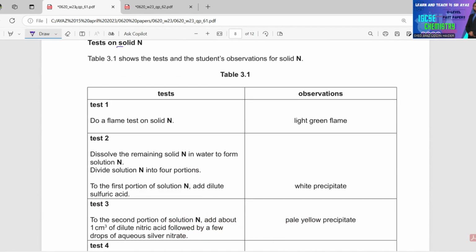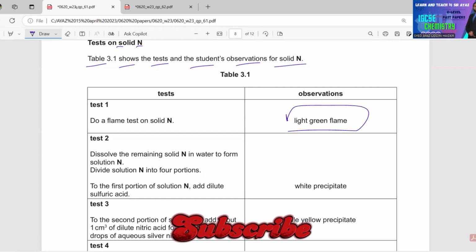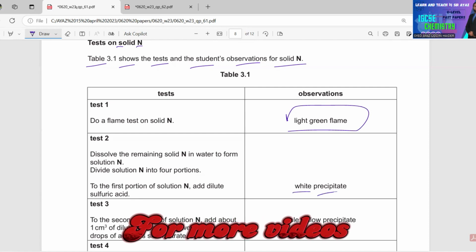Test on solid N. Table 3.1 shows the test and students' observations for solid N. Do a flame test on solid N. Light green flame. Test 2. Dissolve the remaining solid N in water to form solution N. Divide solution N into 4 portions. To the first portion of solution N, add dilute sulfuric acid, white precipitate.